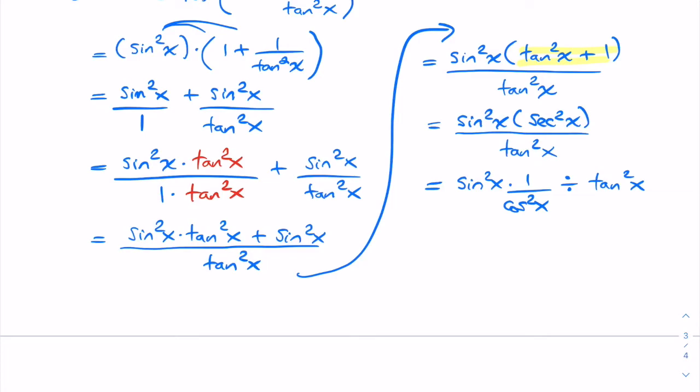Hey, what's sine squared x over cos squared x? Well, hey, sine x over cos x is just tan x. So sine squared x divided by cos squared x must be tan squared x. So we have tan squared x divided by tan squared x. And guess what? Tan squared x divided by itself is just 1. And that's done. So therefore, left side equals right side.